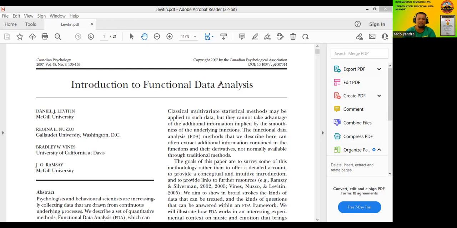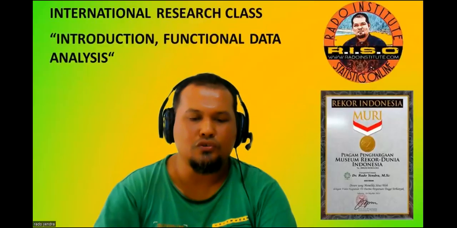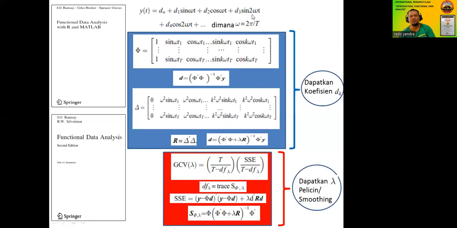There is one theory that we can use to make the smooth graphs. We call that Fourier series. The Fourier series has the formula y(t) equal to d0 plus d1 sin omega t plus d2 cos omega t plus d3 sin 2 omega t plus d4 cos 2 omega t, where omega equals 2 pi divided by T.